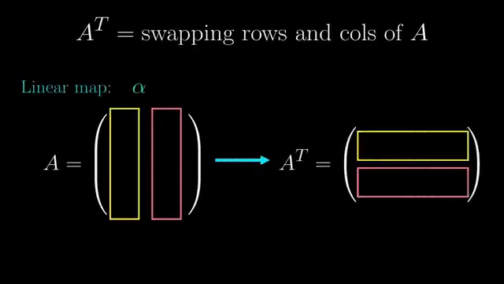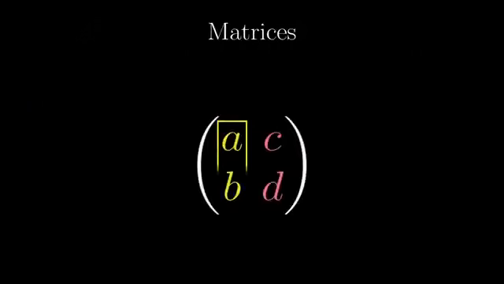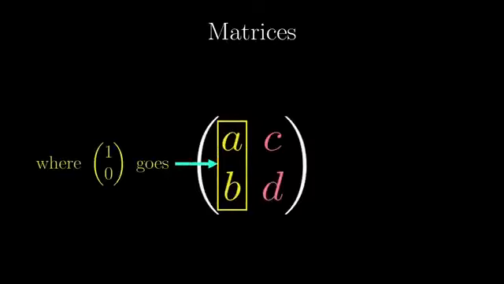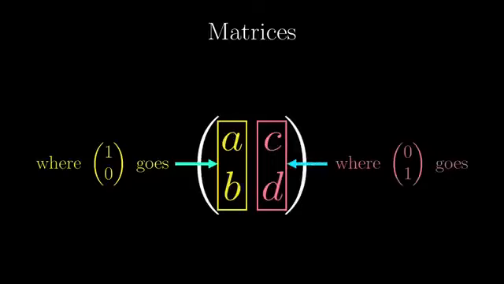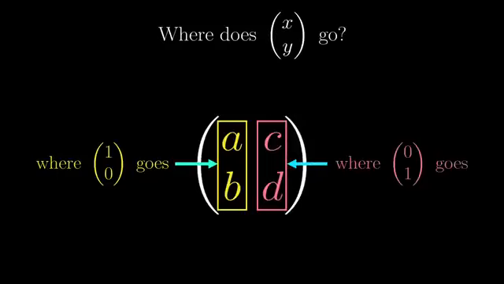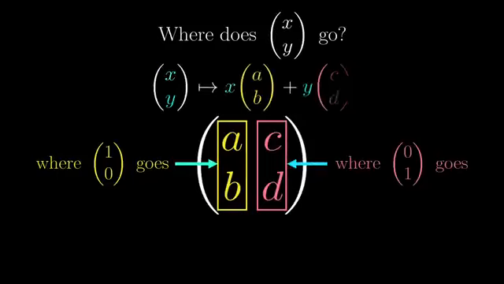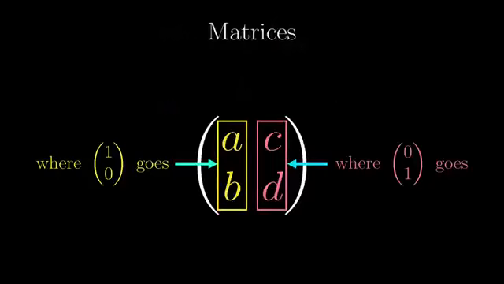A matrix is, at its core, only a summary of a linear map. For a two-dimensional linear map, for instance, the first column tells you where the vector (1, 0) goes, and the second column tells you where the vector (0, 1) goes. If we then want to know where an arbitrary vector (x, y) goes, just multiply the first column by x and add y times the second column. Just knowing these four numbers is enough to determine the entire linear map, so the matrix is essentially the summary of the linear map.